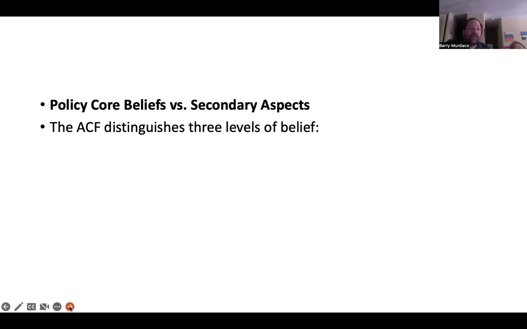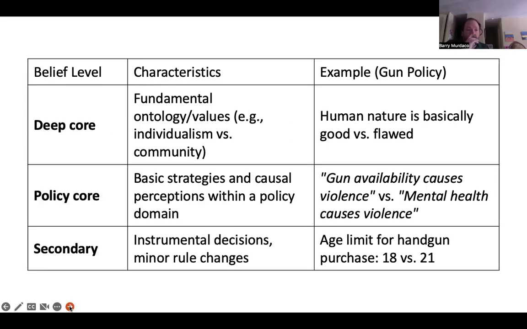The ACF distinguishes three levels of belief. You have deep core beliefs, fundamental ontology and values. Ontology is basically a belief in what is real. For example, individualism versus community. Example, gun policy. Human nature is basically good versus flawed. So, where you stand on that kind of existential question will in many ways influence your views on guns.